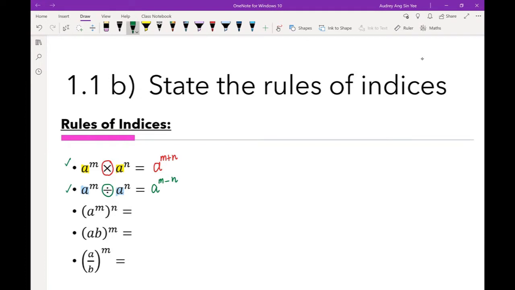Now the third rule plays with a bracket. This time I have a power m, everything power n. So it means that only my power will be multiplied. So a power m, everything power n, will be a power mn. Now the fourth rule is ab, everything power m. Inside this bracket now, I have two terms. So this means that both terms have to be raised to the power of m. So ab, everything power m, will be equal to a power m, b power m.